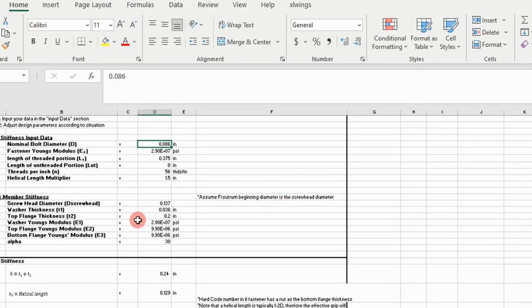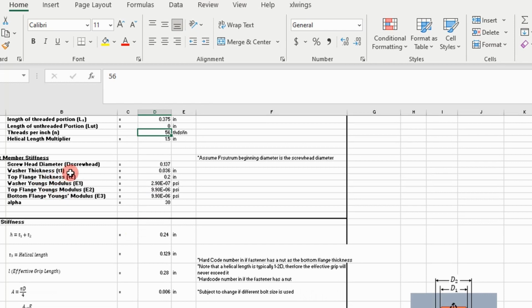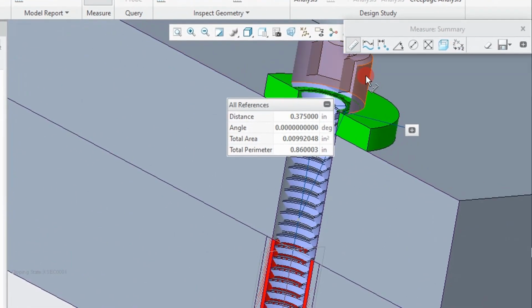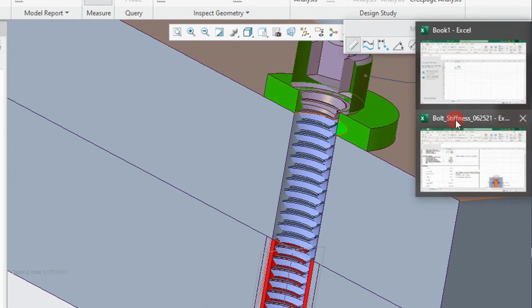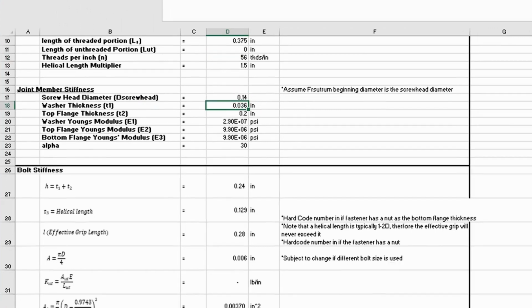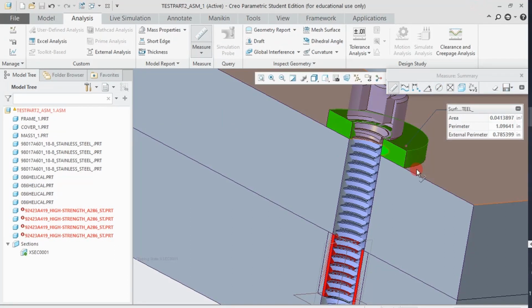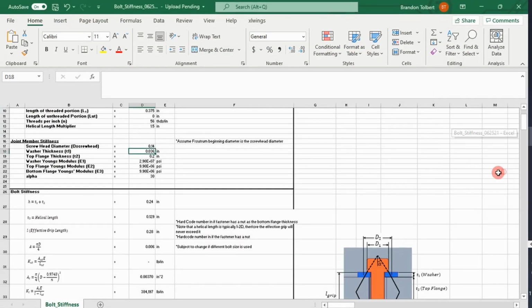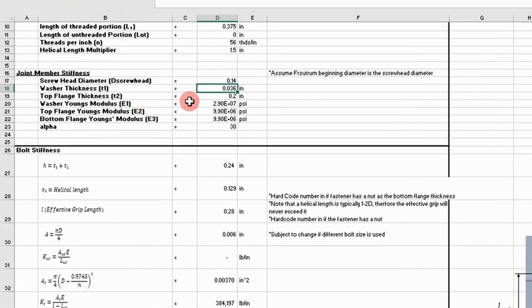I've already included that value in the spreadsheet as shown here. The length of the unthreaded portion is 0 inches, and this is 56 threads per inch. And then we put in our screw head diameter. In this case, our screw head diameter is going to be 0.140, so I'd have to change that. The washer thickness is 0.036 inches. And then the top flange thickness is 0.2, as we've looked at previously.